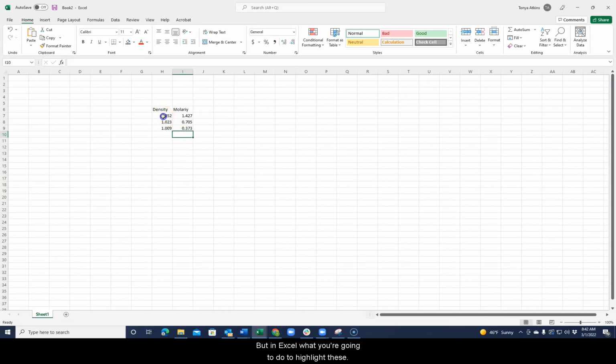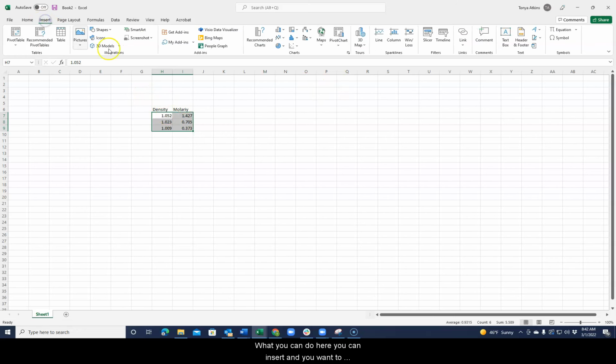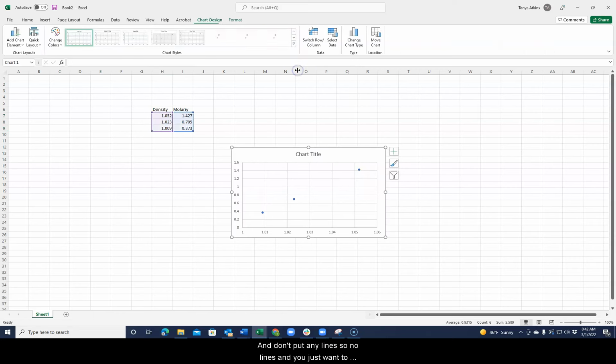But in Excel, what you're going to do is highlight these, and then you can insert. You want to pick the graph called scatter, so the one with these dots. And don't put any lines, so no lines. You just want to make sure that your density is on your X, which it looks like it is, and your molarity is on your Y. If it's not, you have to go ahead and switch your columns here.